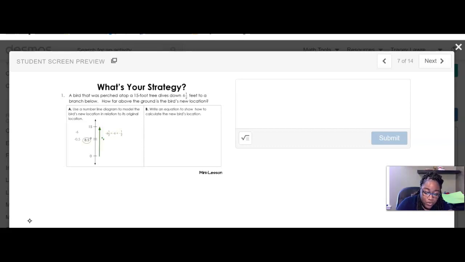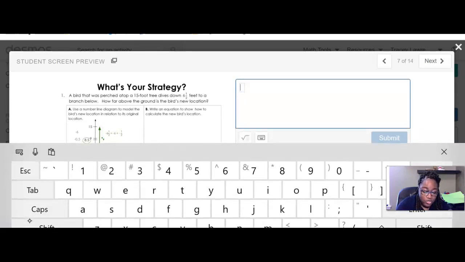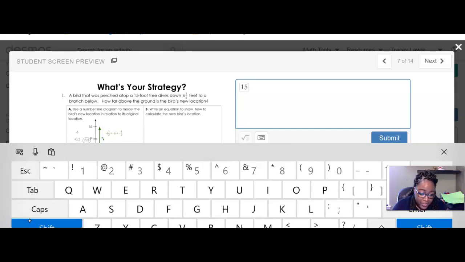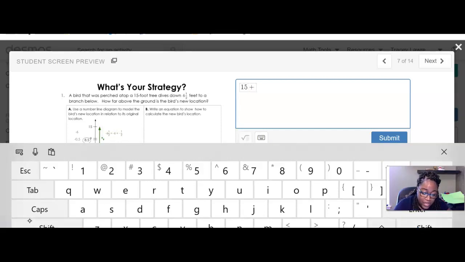All right, so I'm going to show you how to use the type math. If you click on the type math icon, it will allow you to write or type math equations. So we know that the bird was at 15 feet, and we can write this as an addition. So we're going to write plus, and it dove down, so that's going to be negative 6.5. Give it a space, then hit the space bar and click enter.